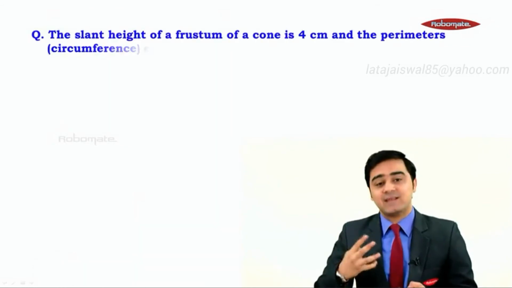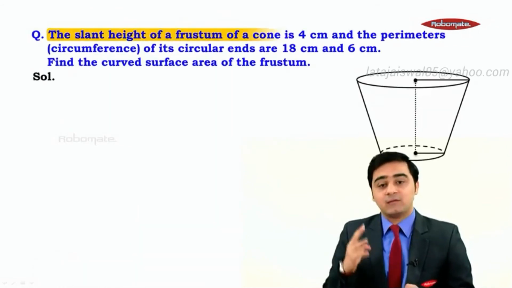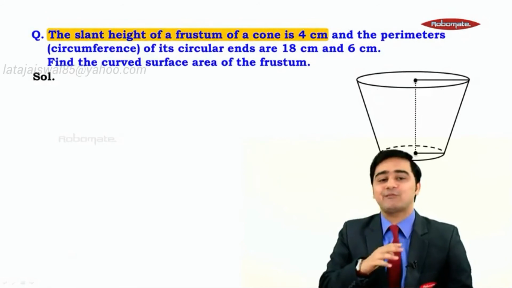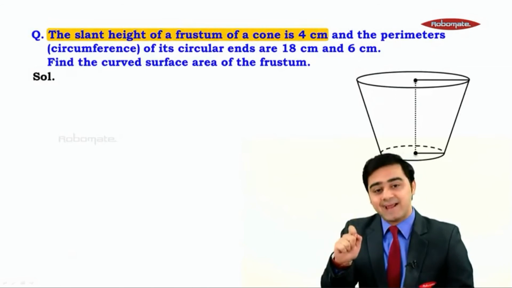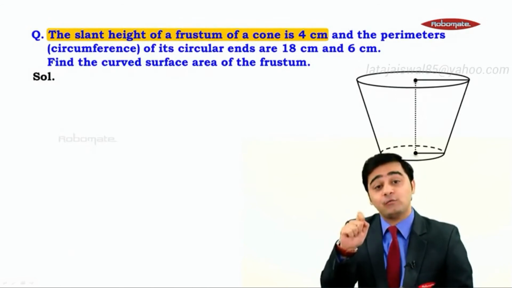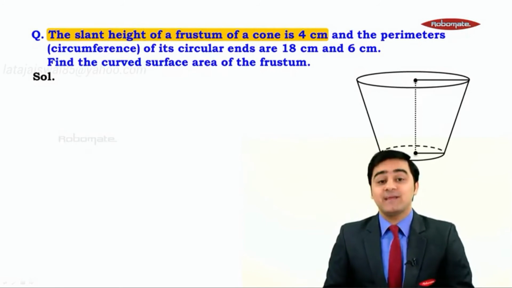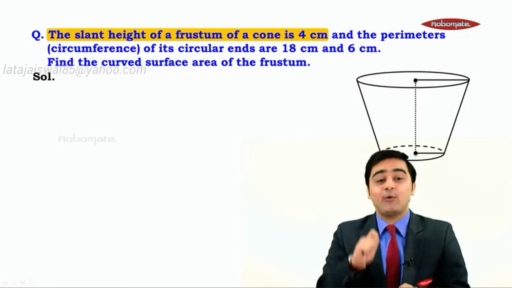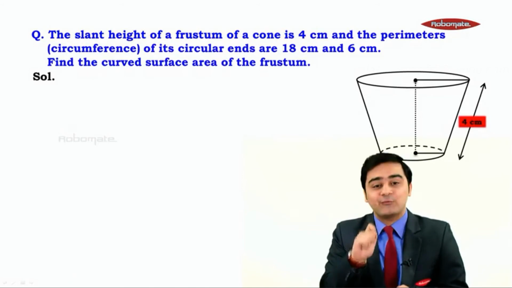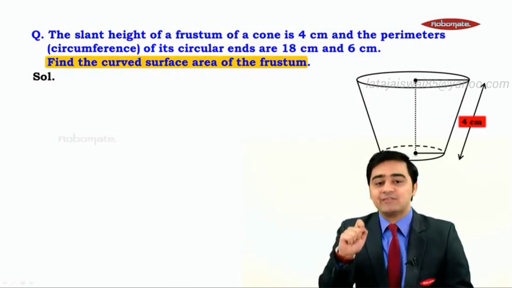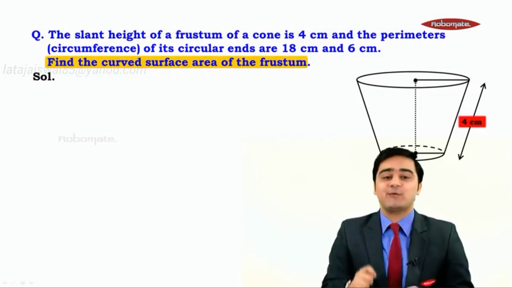A very simple sum. Now let us understand the next sum. Now the next sum has got figure with it. Let's understand the question with the help of the figure. It says that the slant height of a frustum of a cone is 4 centimeter. We have a frustum of a cone. The slant height of the frustum of the cone is given and it is equal to 4 centimeter. It says that find the curved surface area of the frustum of the cone.